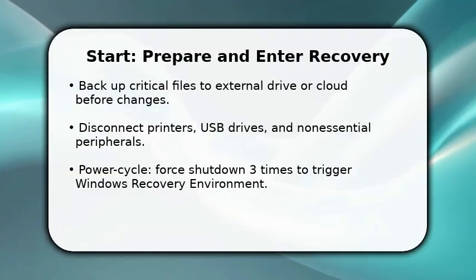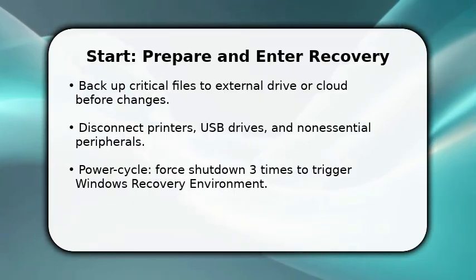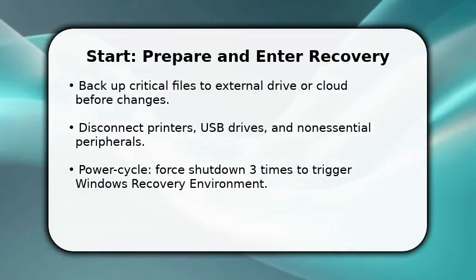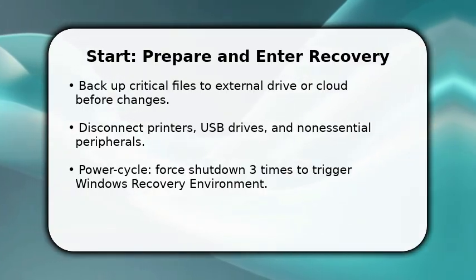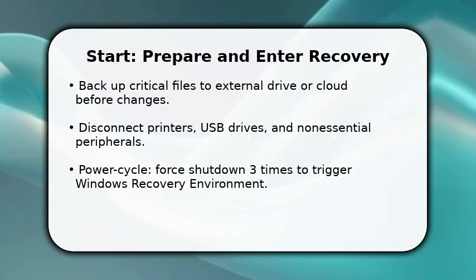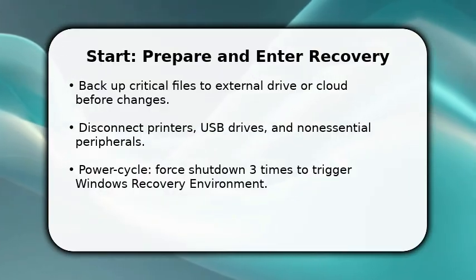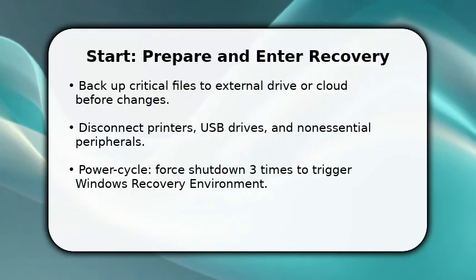You start by protecting your data, so back up important files now. Once backed up, disconnect all non-essential peripherals to reduce variables. If Windows is stuck, force shutdown 3 times to trigger WinRE. Make sure you have access to a USB installer if WinRE fails.